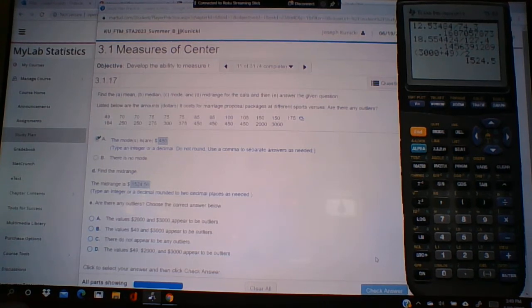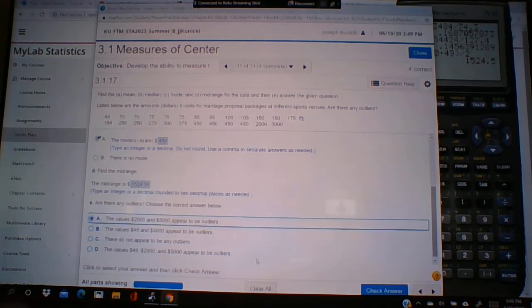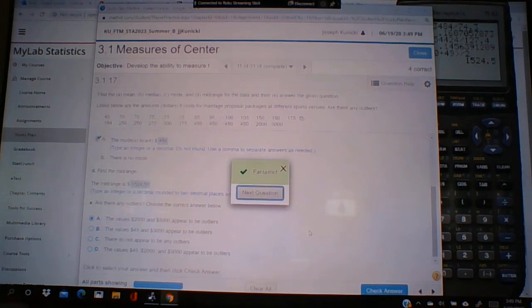Are there any outliers? Well, you can see most of the numbers are less than 450. The 2,000 and 3,000 are outliers. So the choice A would be a good choice. I don't think choice D is a good choice because 49 is not that far away from 70 and 75, so I'll pick number A, check answer, next question.